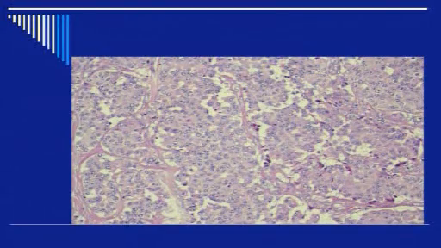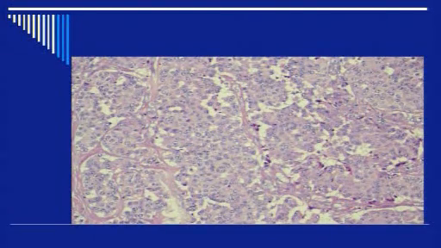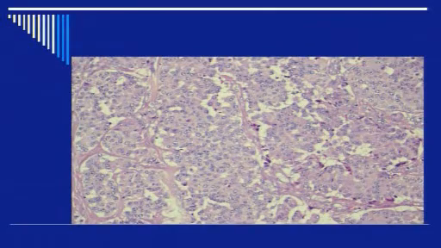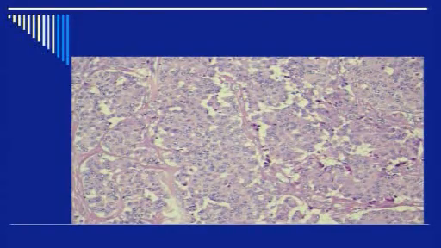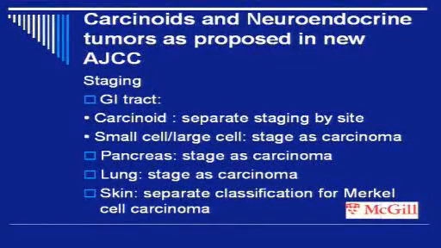And this is a higher power view of the tumor cells, really monomorphous looking, bland looking, but it was indeed a neuroendocrine carcinoma of the pancreas. There were lymph node metastasis. So this is the new information.